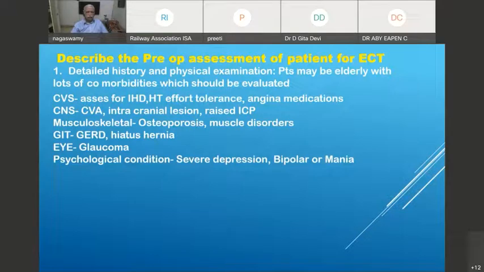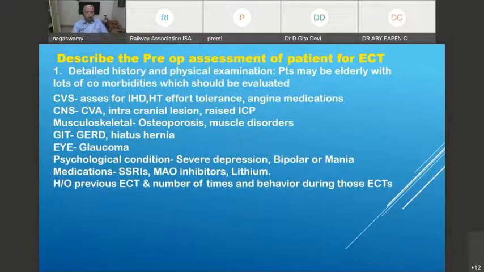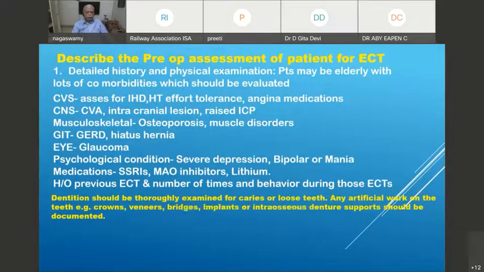And psychological conditions, like severe depression, bipolar disorder, mania, or suicidal tendency, you should also be aware of. And what medications the patients are taking, like SSRIs, MAO inhibitors, or lithium, and the history of previous ECT, how many times it has been given, how the procedure went, and whether it went without any complications. And dentition should be thoroughly examined. If the patient has any loose tooth or an artificial denture, you must take proper care of that, otherwise it is likely to be damaged. And any allergy to any drugs also should be documented.